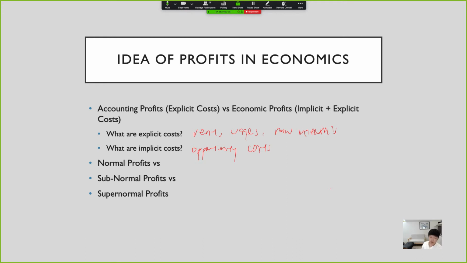Right, and what's normal profits and what's subnormal profits and what's supernormal profits? So normal profits is when you make zero profits. And zero profits is when your revenue is equal to your cost. That is where you have normal profits. Subnormal profits is when your cost is greater than your revenue. And supernormal profits is when your revenue is greater than your cost. Okay? So this is the meaning of normal profits, subnormal profits, and supernormal profits in econs.